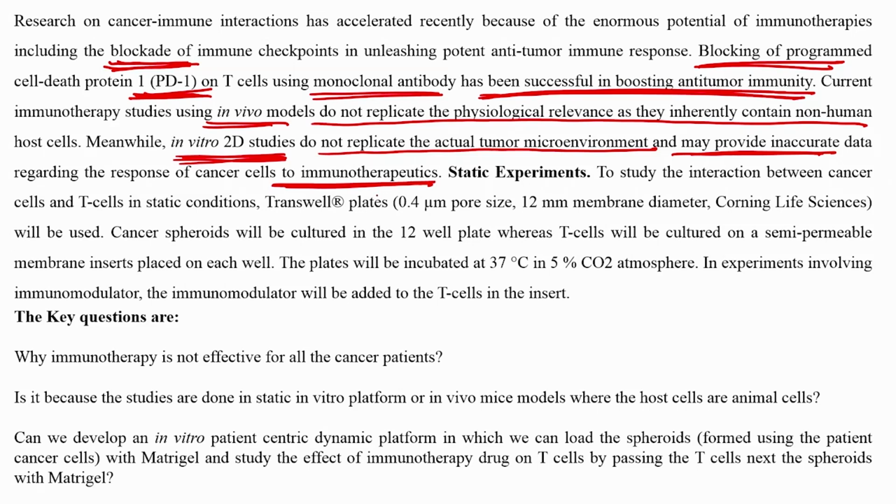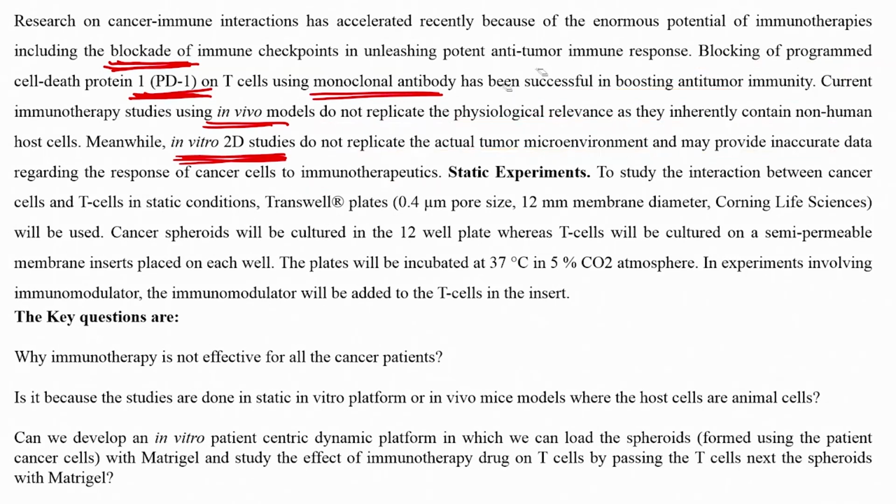You see, one thing is PD1, blocking PD1 can be effective. Second thing is in vivo models, animal models will not replicate the actual tumor environment because of the animal host cells or non-human host cells. Third thing is 2D in vitro models do not replicate the actual tumor microenvironment, and thus it is possible that they may provide inaccurate data regarding the response of cancer cells to immunotherapeutics. Okay.